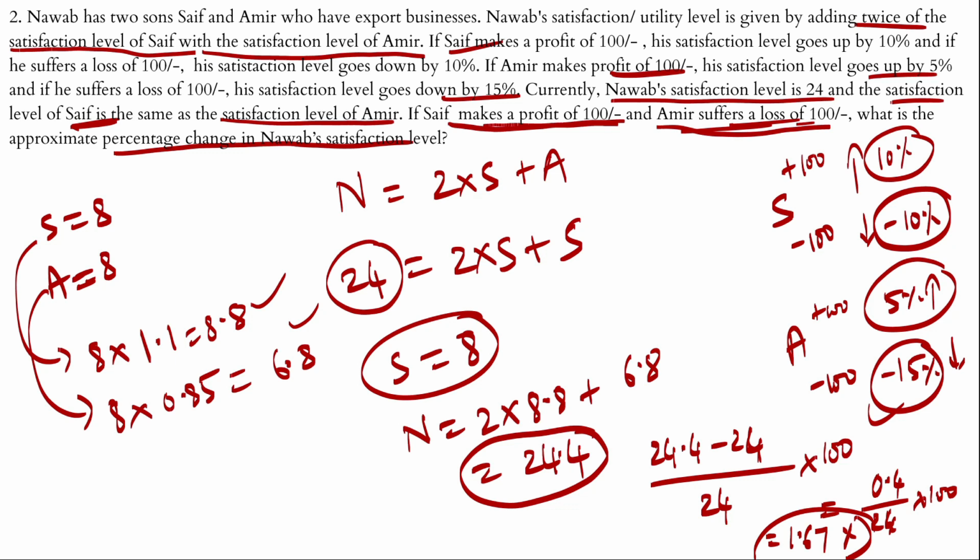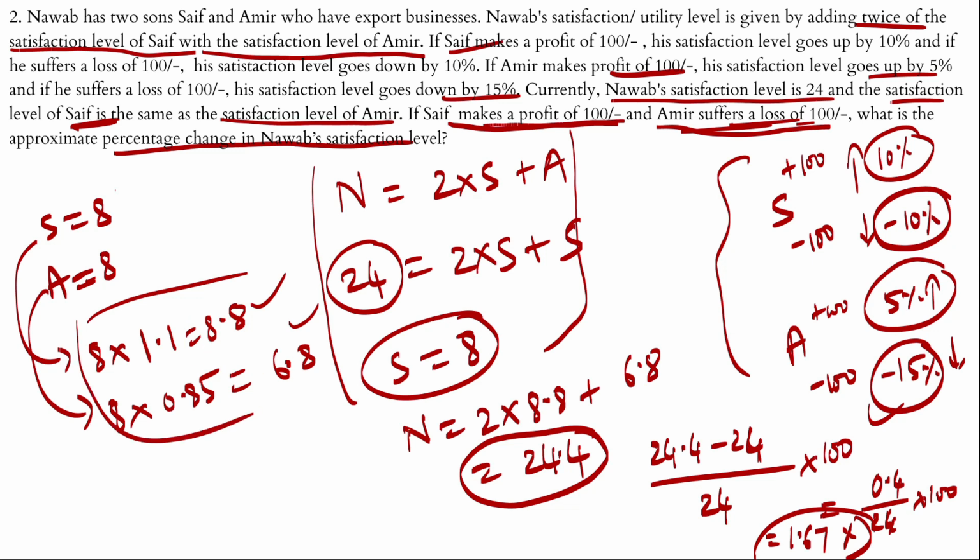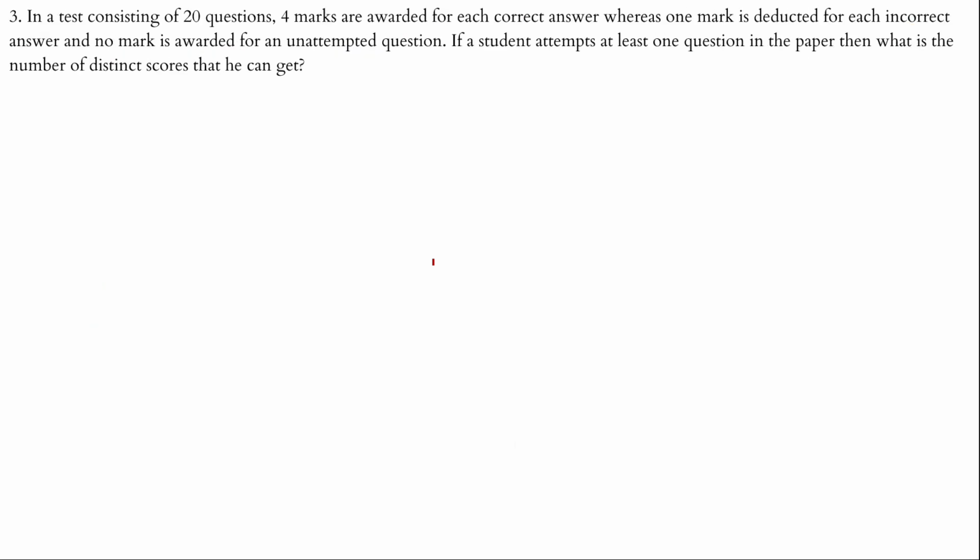1.67%. See, it is very simple. First, we have taken the equation which is directly given and we substituted the values. So we got the value of S here and we got the value of N, and we know the relationship of S and A here. Accordingly, we got these two values. Again, we substituted and found the percentage change in the satisfaction level of Nawab. The question may look complicated, but it's not that tough. Let's move on to the third question.